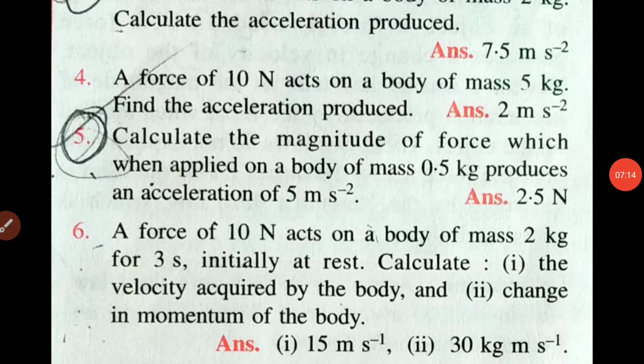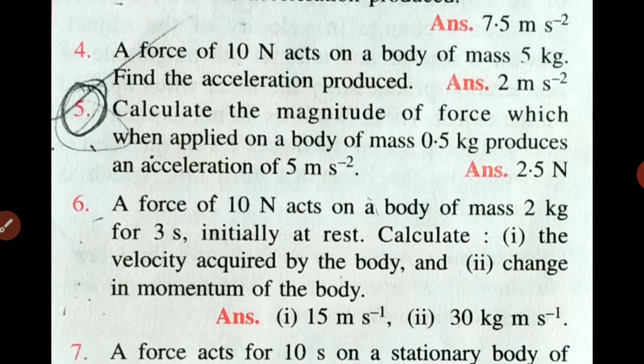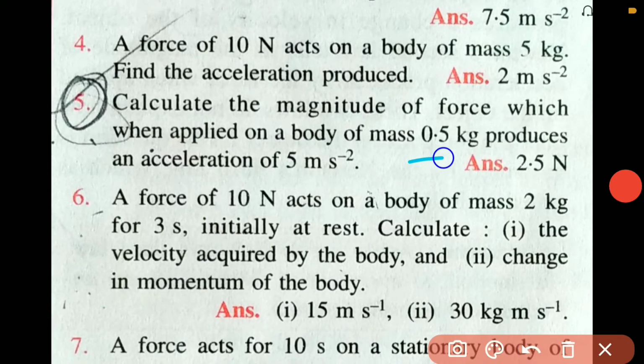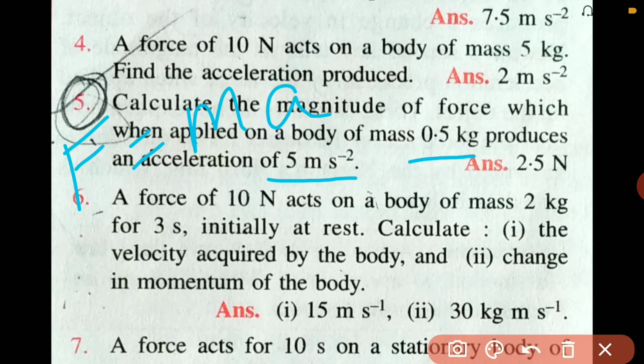If you read the question number 5, calculate the magnitude of force which, when applied on a body of mass 5 kg, produces an acceleration of 5 meter per second square. So I think this is very simple, right? We just have to use the formula F equals m into a, that is F equals m multiplied by a. M is given, acceleration is also given. So please try number 5 by yourself, right? I think you can do number 5.